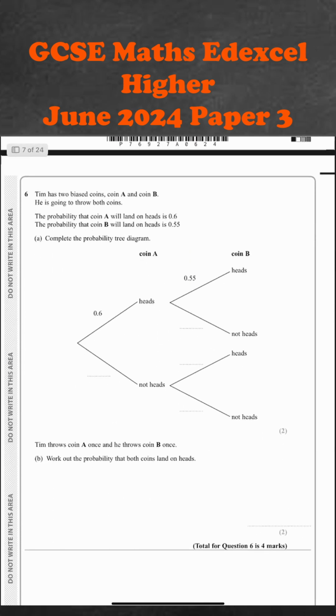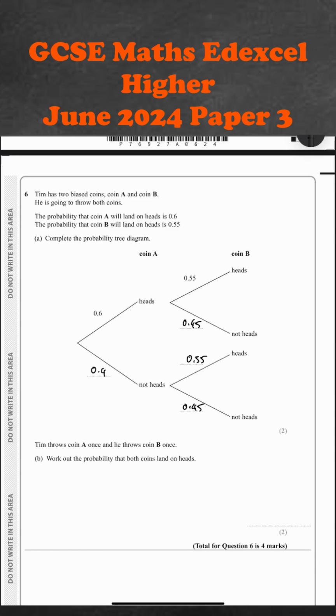Question 6. Tim has two biased coins, A and B. He's going to throw both. The probability that A will land on heads is 0.6. The probability that B will land on heads is 0.55. Complete the tree diagram. So all of these need to just add up to 1. So 0.6 and 0.4, 0.45, and then this is the same as the one we had above.